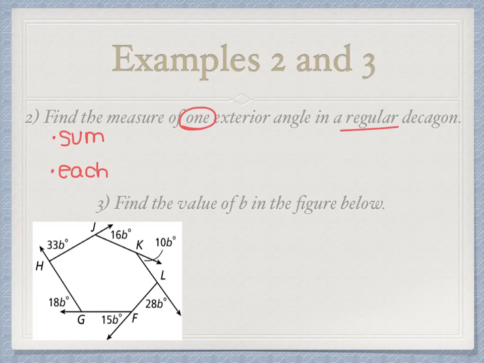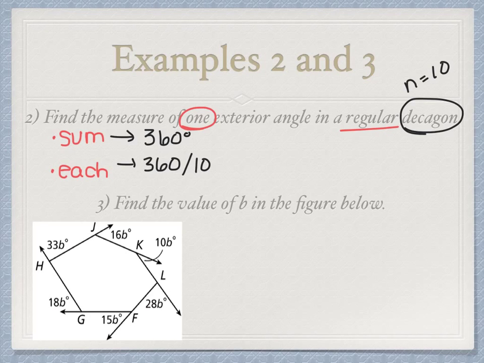That's the same thing we're going to do today, except the sum part is much easier because we just learned that the sum is always 360 degrees. So I don't have to do any math to find out what the total would be. All I have to do is take that sum, and since it's a decagon, I'm going to have 10 interior angles, which also means 10 exterior angles. In a decagon you have 10 sides, so all I have to do is 360 divided by 10, and each one of those angles would be 36 degrees.